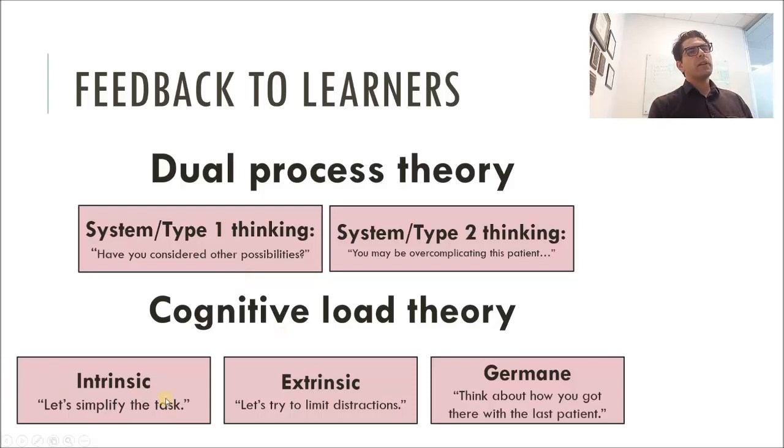If the learner is struggling with a lot of data points, you say, hold on, let's simplify the task here, and that's something you'll need to do for them. If the extrinsic load is high, you might try to limit distractions. And if the germane load is high, you might say, hold on a second, you're thinking about thinking too much. Let's think about how you got here with the last patient so you're not really stuck in overthinking about how you're thinking. Does that make sense?